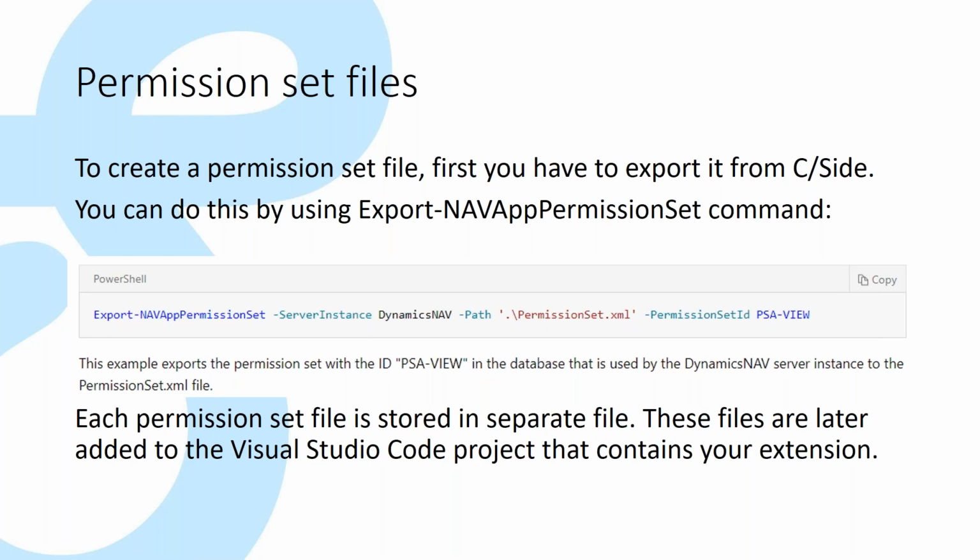We can export that permission set file by specifying the command that is in this slide, which is Export-NAVAppPermissionSet. And if you do not include the permission set with your extension, only the user with the SUPER permission set will be able to use that extension. So that's a problem if you didn't include your permission set.